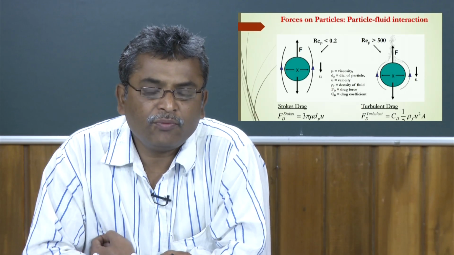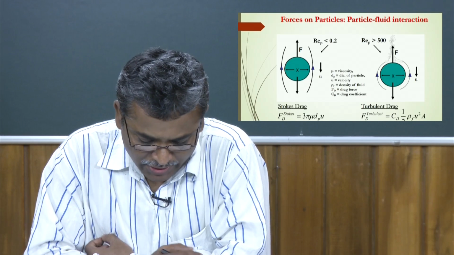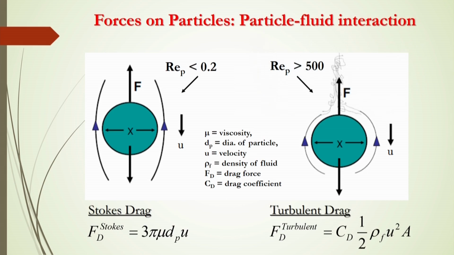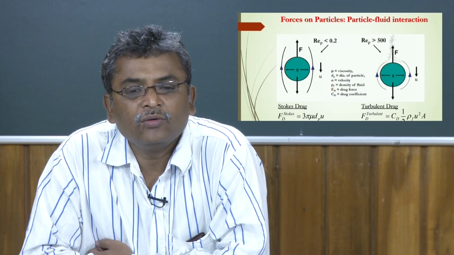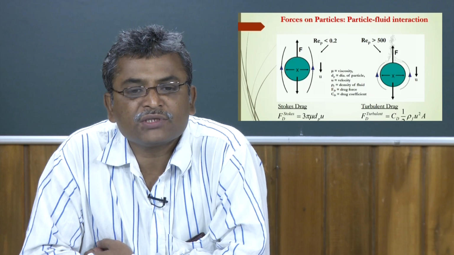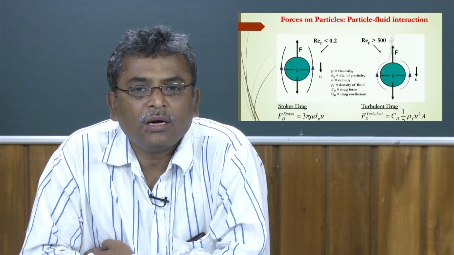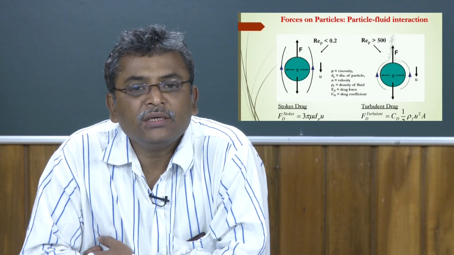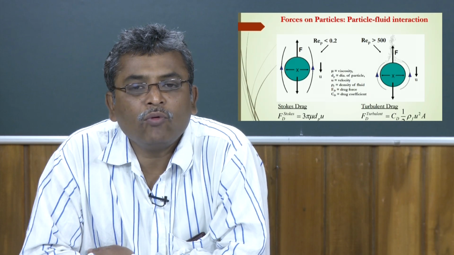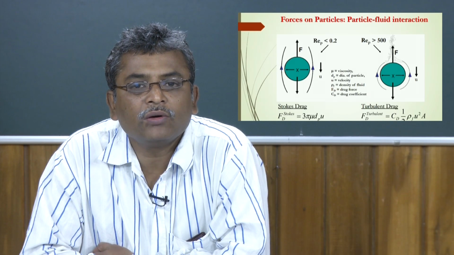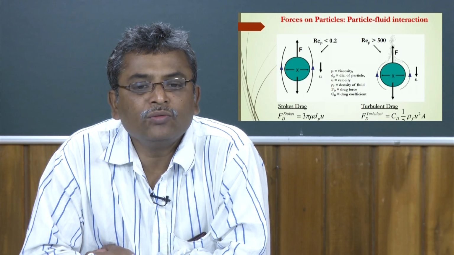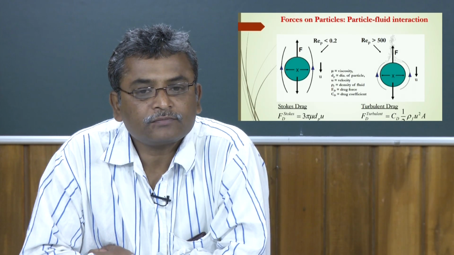The buoyancy force we have already discussed. And if the particle is falling freely with laminar flow, that means the Reynolds number is less than 0.2, then there will be a force acting on the particle called the drag force. That drag force is calculated as 3 pi mu dp into u.